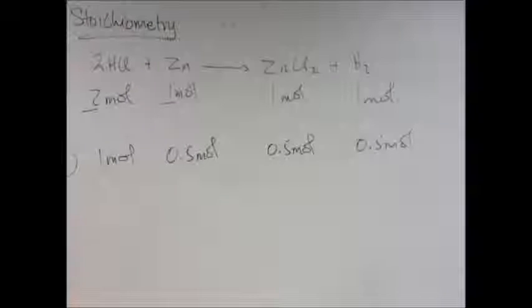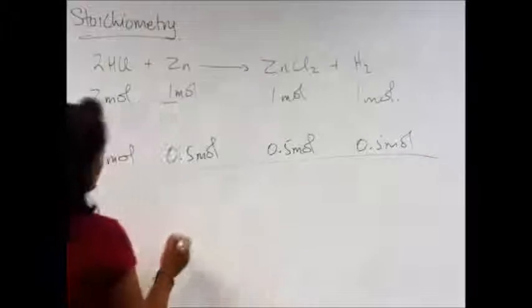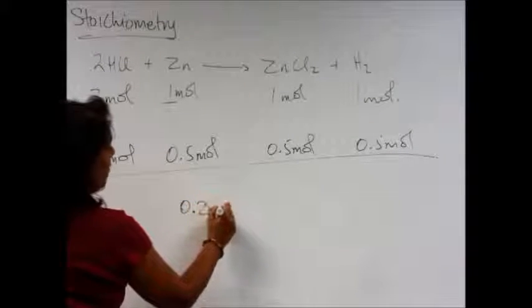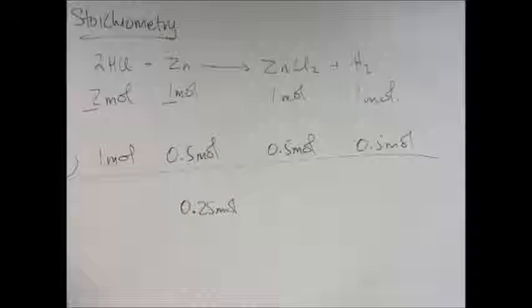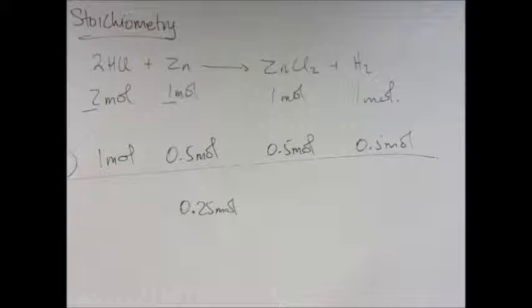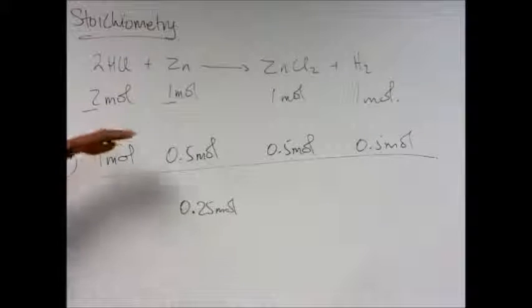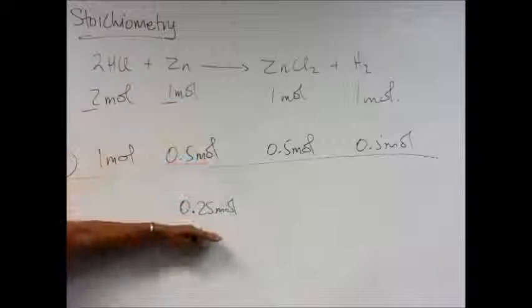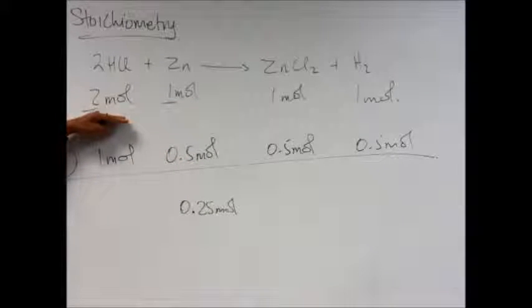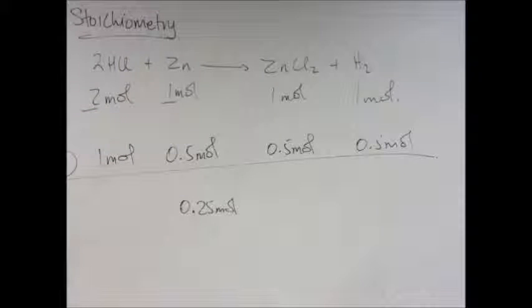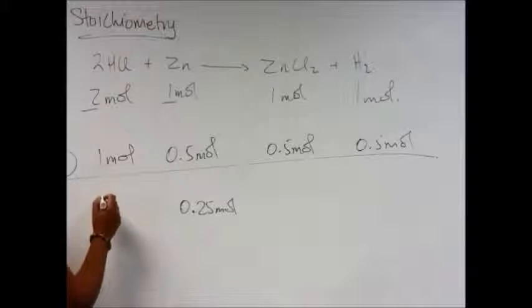I can also do it another way. I can say, okay, forget this one. Maybe I just want to use 0.25 moles of zinc. Instead of 1 mole of zinc, I want to use 1/4 of it. So if I'm using only 1/4 of the zinc, how much HCl will I need? How many moles of HCl? Do the mole ratio. Tell me in moles. Half of 1. Tell me the number. 0.5. Thank you very much.